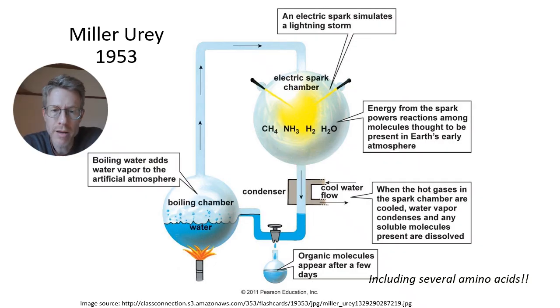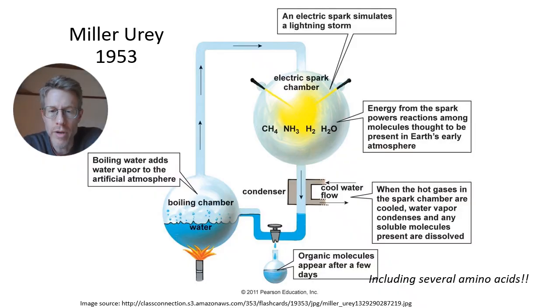They put ammonia, NH3, hydrogen gas, H2, and water vapor, H2O, in a chamber. They had water boiling and condensing, so the water was cycling through. And they would send electric sparks through this atmosphere, this collection of gases, to represent lightning. So it's like a simplified model of the early atmosphere.